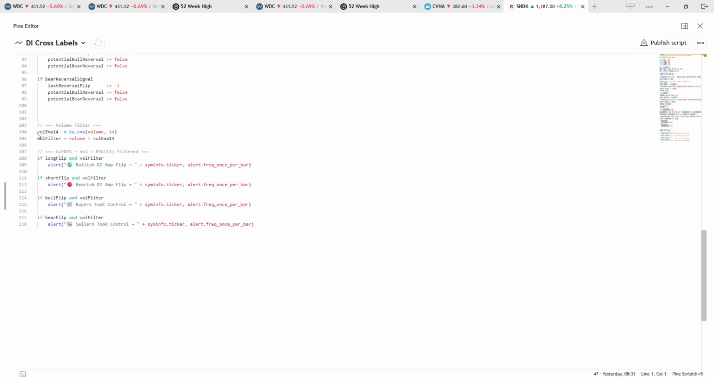It will give you a bullish DI gap, which means time to buy. The cross already happened, and now the distance between DI plus and minus has expanded. It will give you a sell signal. Again, buyer took control and seller took control. Adding the reversal is also very easy, but I did not do it so that you do not get spam alerts. This is number one.